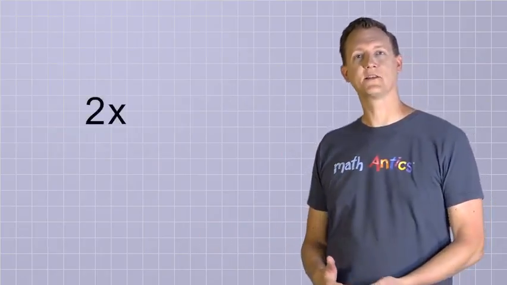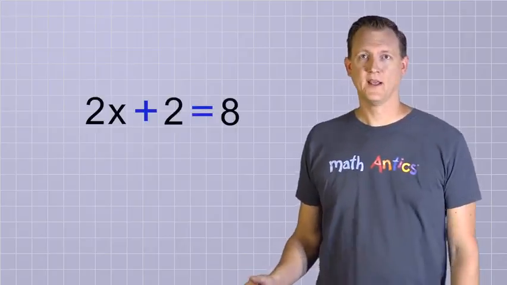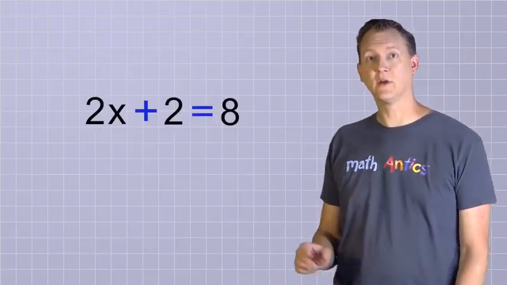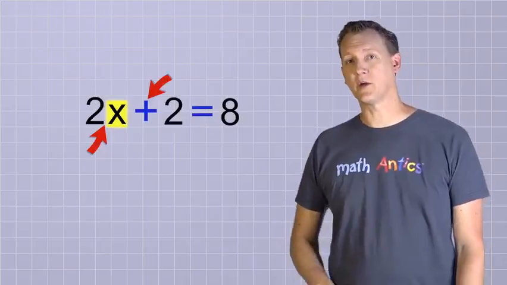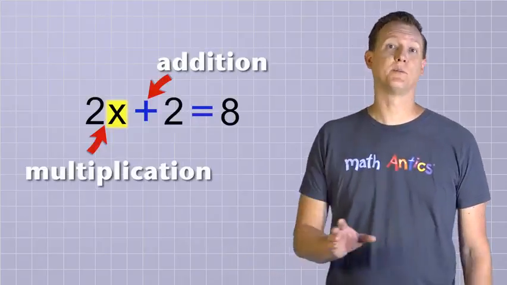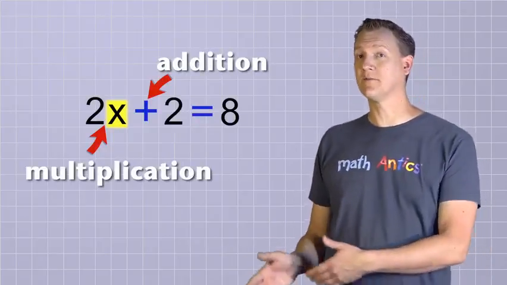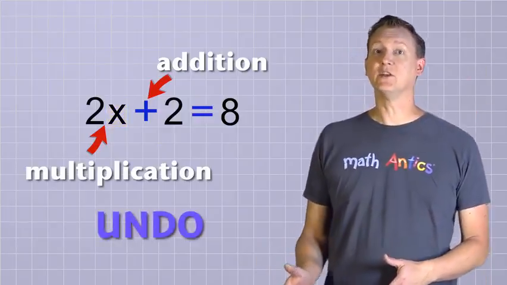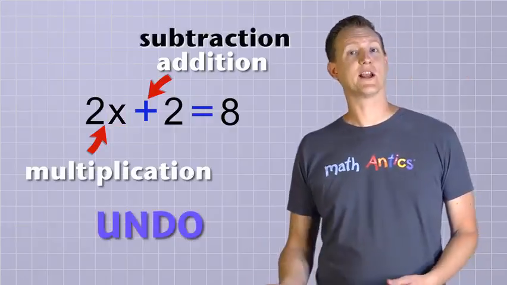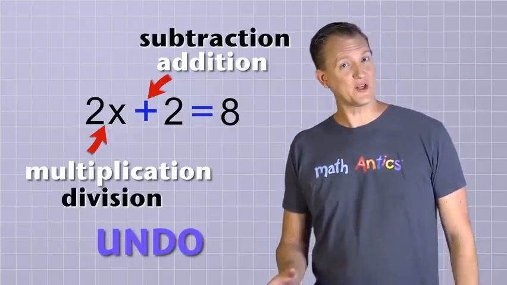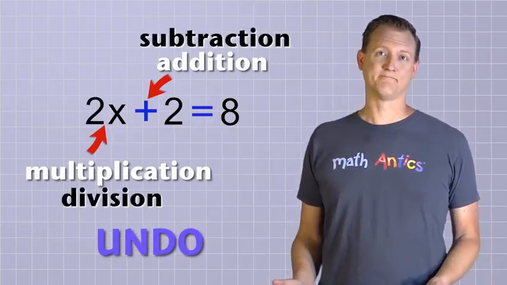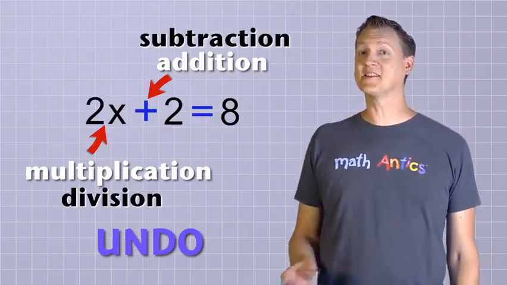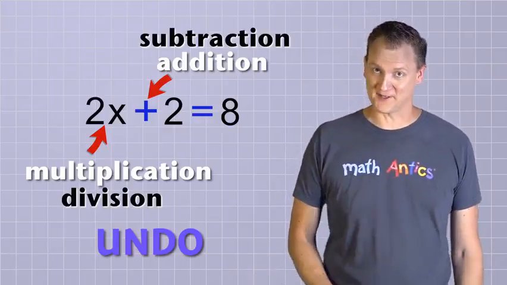So, to see how it works, let's start by solving a very simple two-step equation. 2x plus 2 equals 8. In this equation, the unknown value, x, is involved in two different operations, addition and multiplication, which is implied between the first two and the x. And to undo those two operations, we need to use their inverse operations, subtraction and division. But the question is, which one should we do first? Like many things in life, the order we decide to do things in can make a big difference.